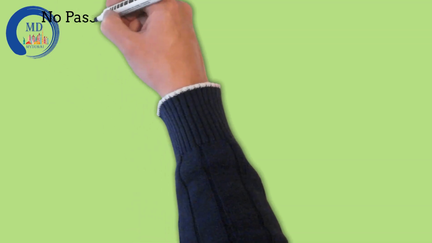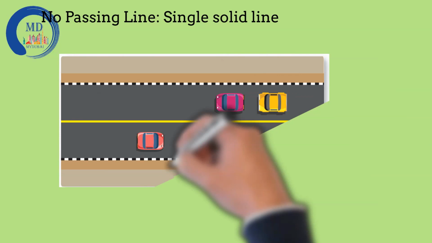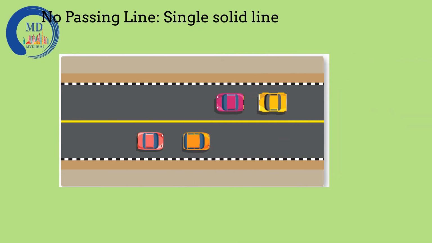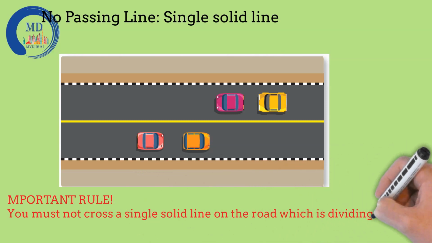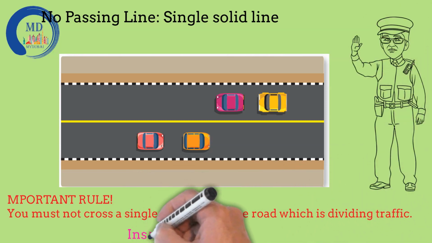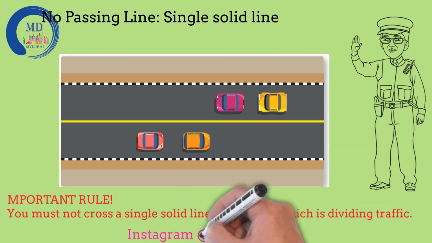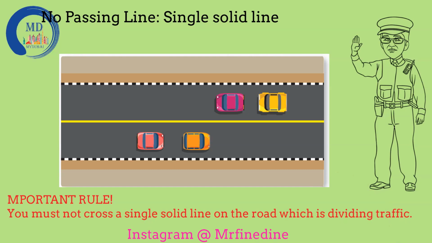One of the most common markings you will find on UAE roads is a single solid line, which could be yellow or white in color. The yellow line is used to divide the traffic between two lanes, and it means the traffic is from both sides and you are not supposed to cross the line or overtake if the line is solid.